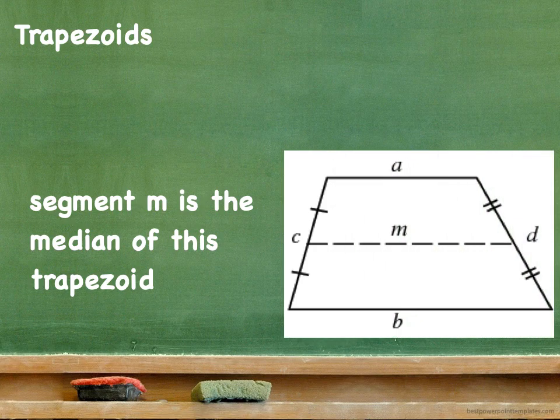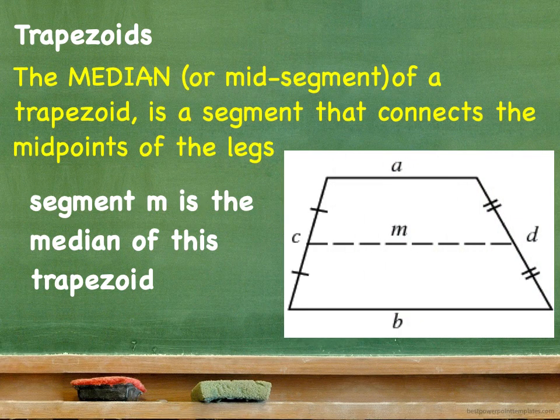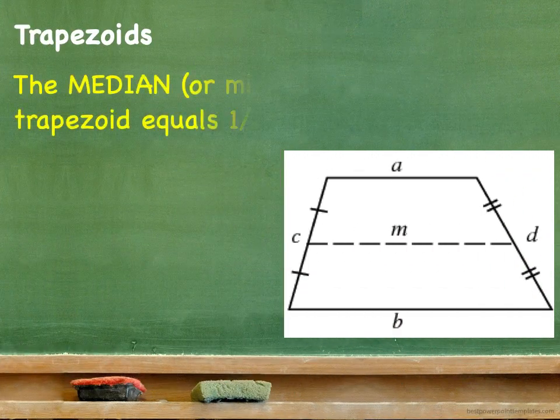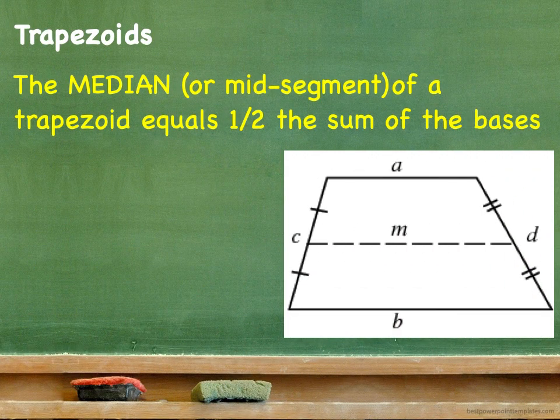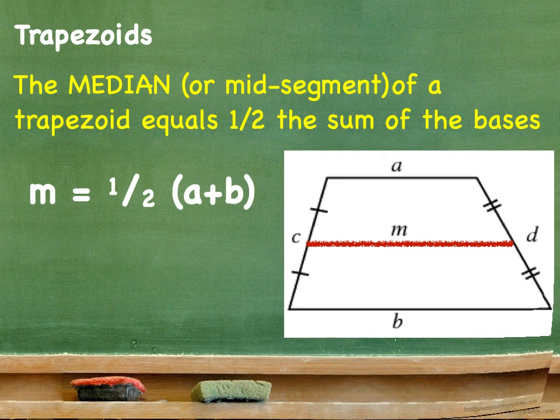We're going to talk about the median of a trapezoid. The median, or mid-segment, of a trapezoid is a segment that connects the midpoints of the legs. Please keep in mind these are the legs of any trapezoid, not necessarily an isosceles trapezoid. If the median connects the midpoints, then I've got two bisected legs. That is my median. The median of a trapezoid equals half the sum of the bases. So M equals 1/2 times A plus B.